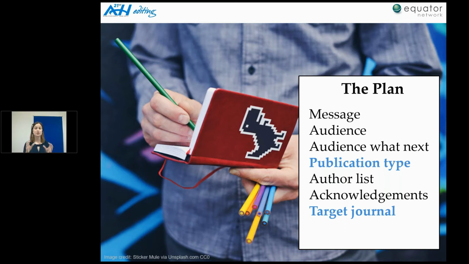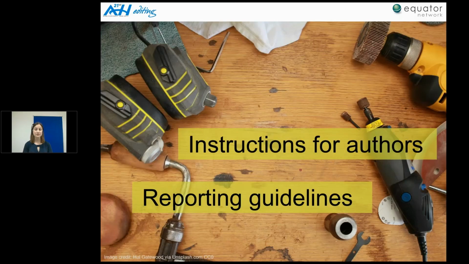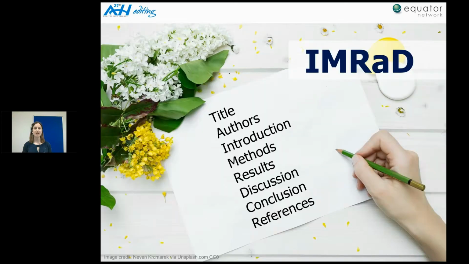And two of the things you've specified in your plan was your target journal and your publication type. And from those pieces of information, you went to your target journal and you collected your instructions for authors. And you also collected the right reporting guideline for your study type. So you've got your instructions for authors, you've got your reporting guideline. Your instructions for authors will give you the big section headings that you need for your article.